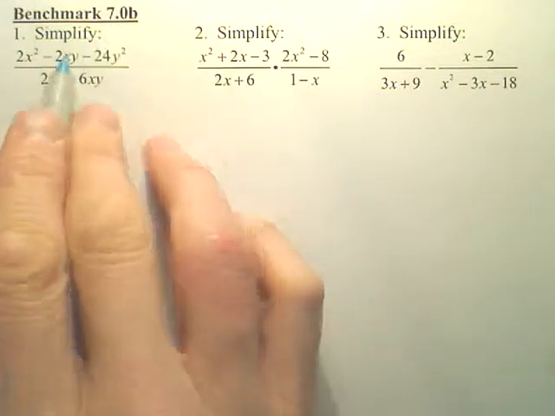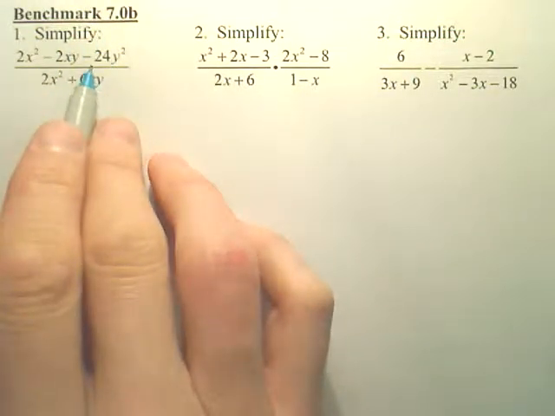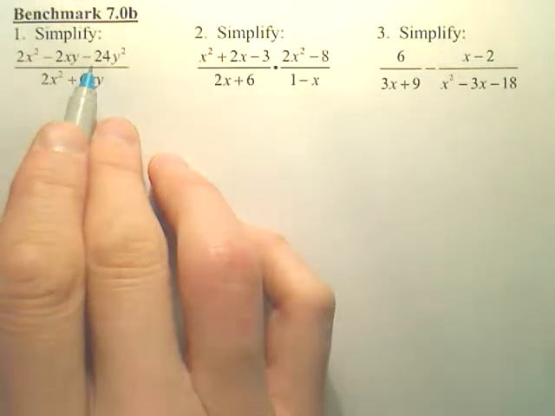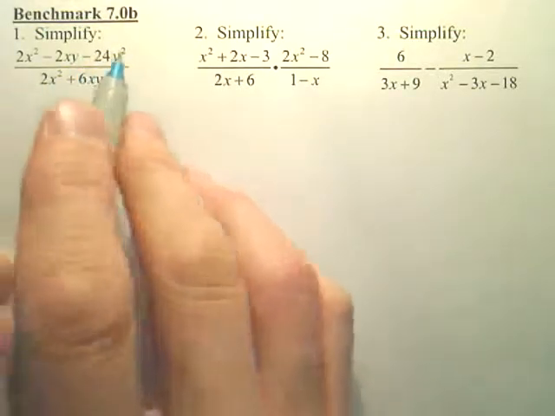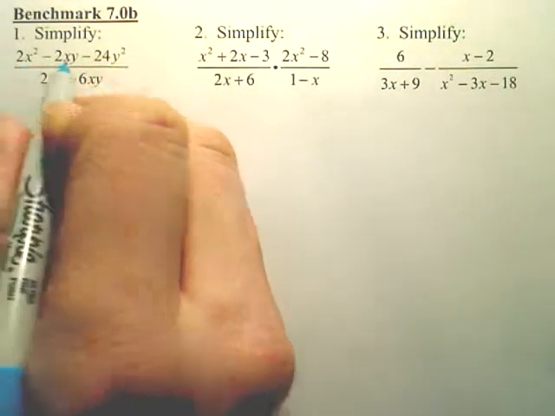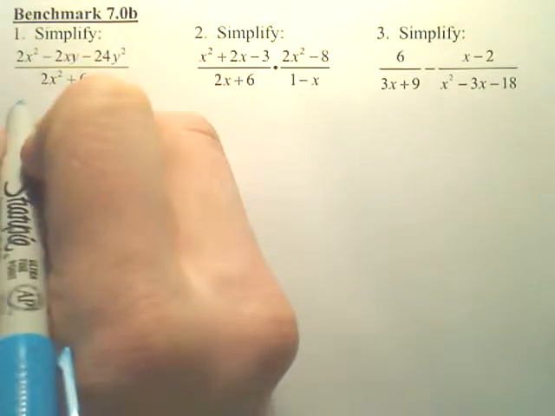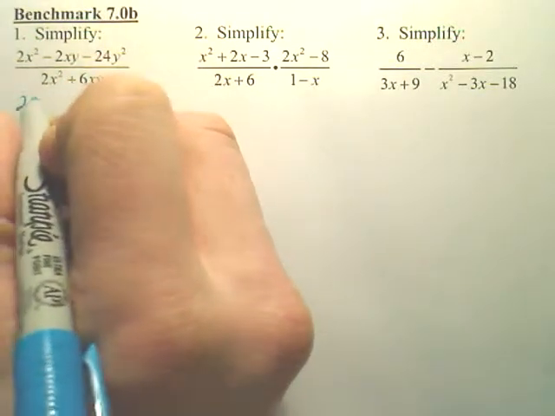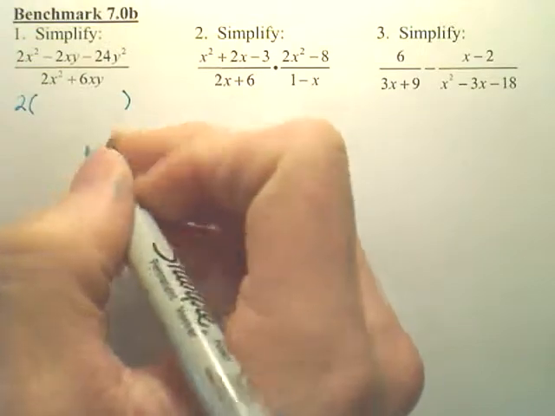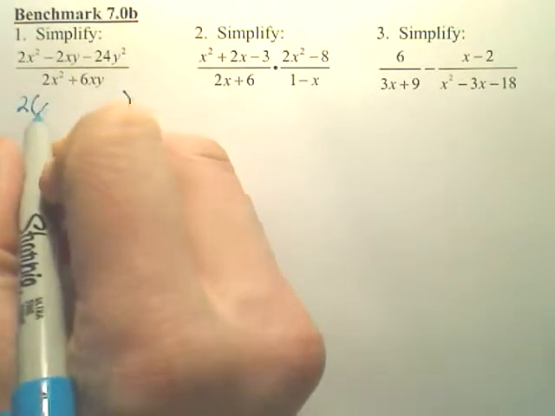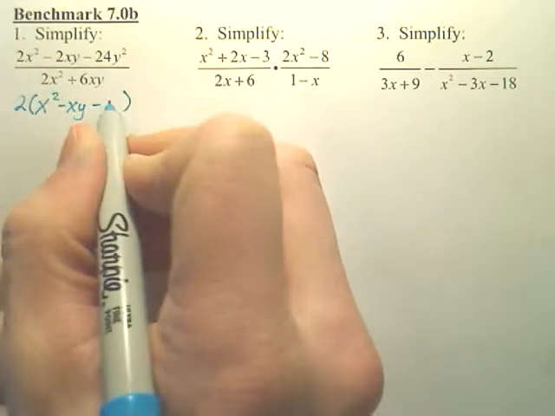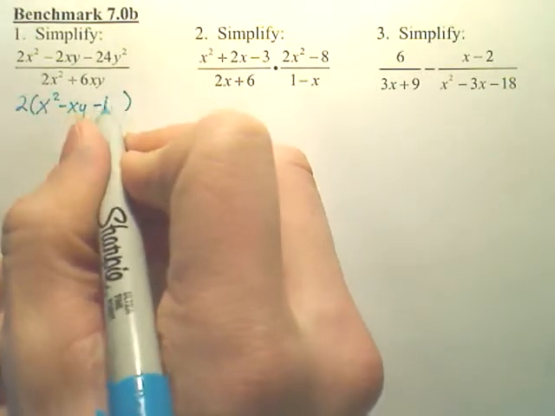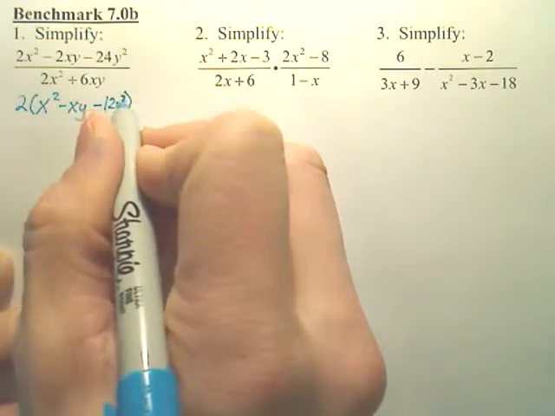Number one, if we're going to simplify this, the first thing you want to do is factor top and bottom and then try to cancel something. The first step in factoring is always pulling out the greatest common factor. So if I look at the top, I notice I have a 2 I could pull out. That leaves me x squared minus xy minus, when I pull 2 out of this, 12 y squared.